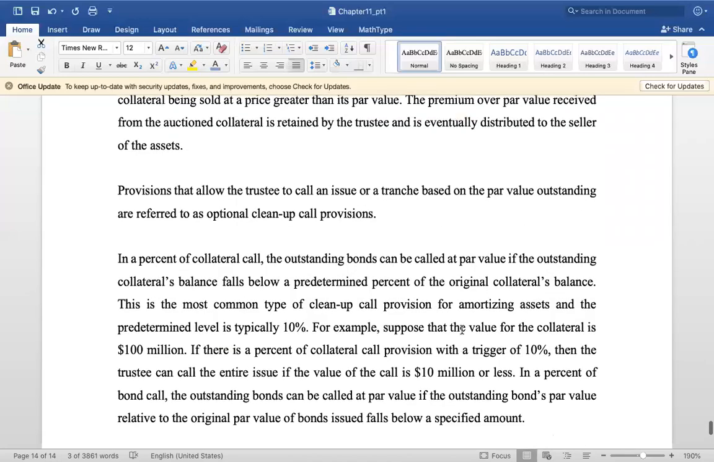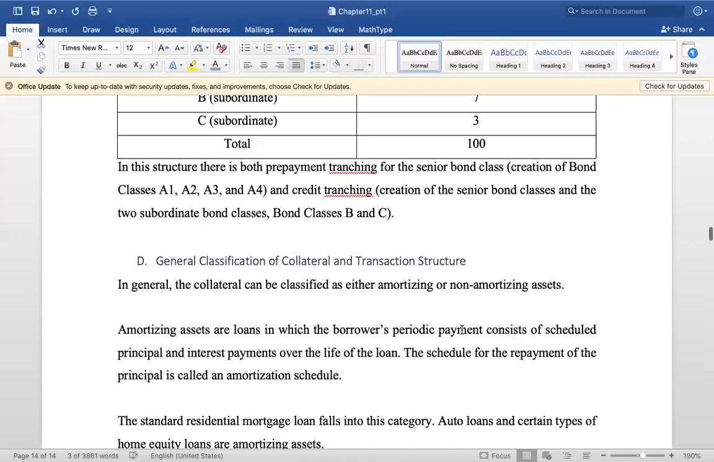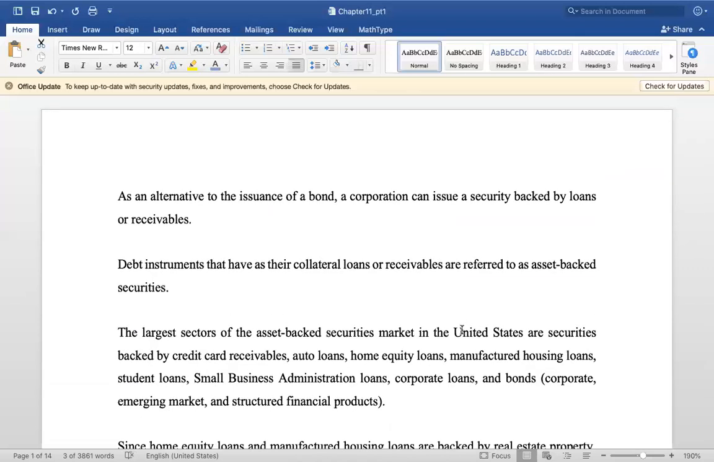That's all I think about this background or overview video of asset-backed securities. From the next video on, we will discuss in detail different types of asset-backed securities.